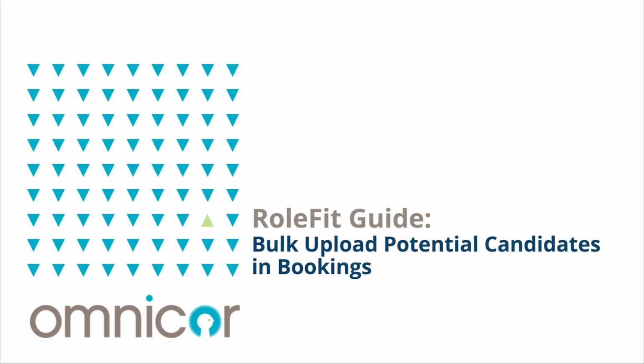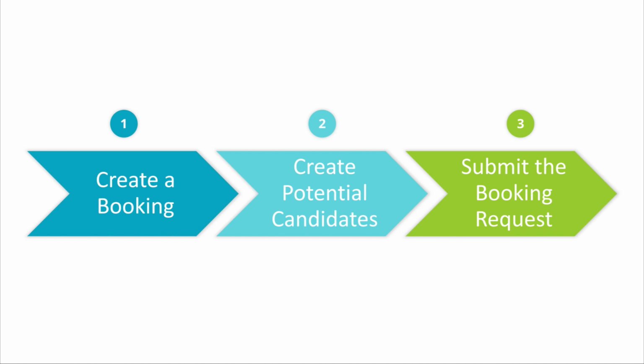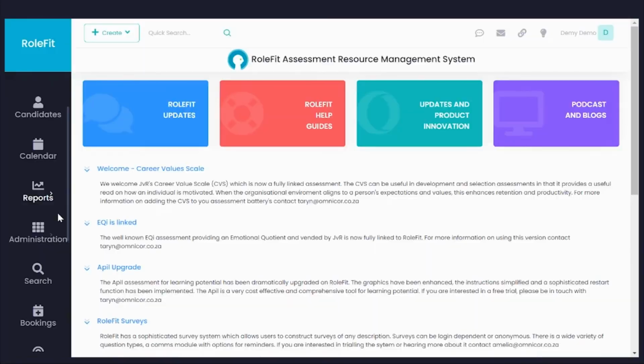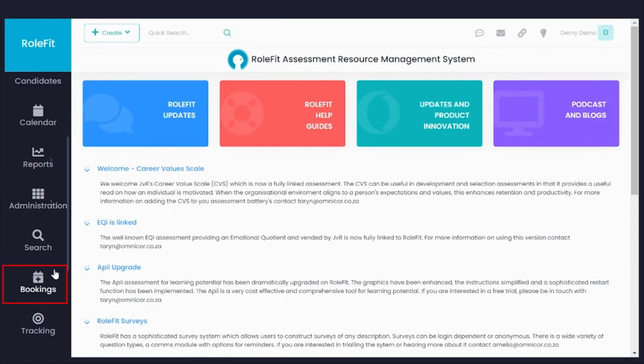This video explains how to create a booking request when a large group of candidates need to be created. Creating a booking request involves 3 steps. Step 1 is create a booking, Step 2 is create potential candidates, and Step 3 is submit the booking request. In order to create a booking, click Bookings.